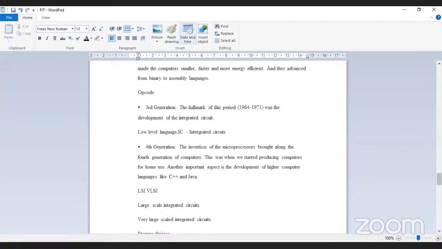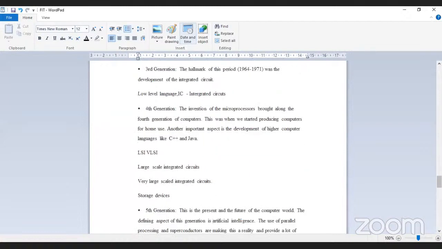When the fourth generation occurred, storage devices also came into the picture. These are known as C programming languages, and I mentioned higher level language. In computer languages there are low level, middle level and higher level languages. Assembly language, which is there in the second generation, is known as low level language. In the fourth generation, high level language was introduced.